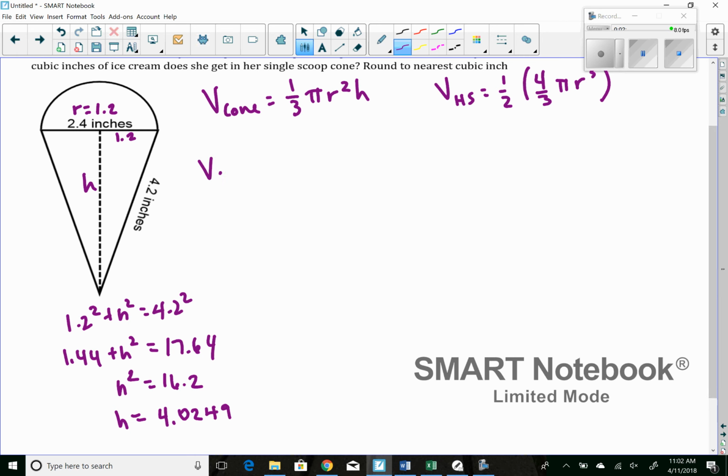The volume of the cone is 1/3 times pi times the radius, 1.2 squared, times the height we just found, 4.0249. If I plug this in my calculator, it doesn't ask us to do this in terms of pi, it's estimating it, to the nearest cubic inch. So we do 1/3 of pi times 1.2 squared times that 4.0249 number. This is not my final answer, so I'm not going to round this yet. So 6.0694.